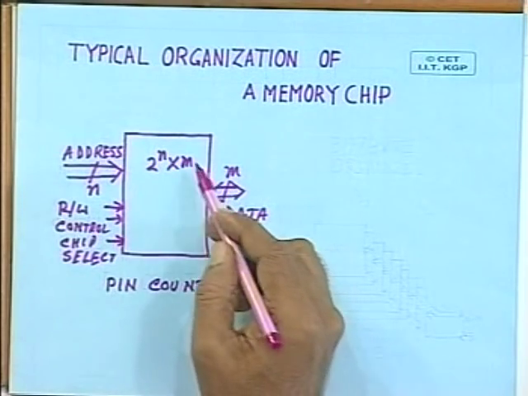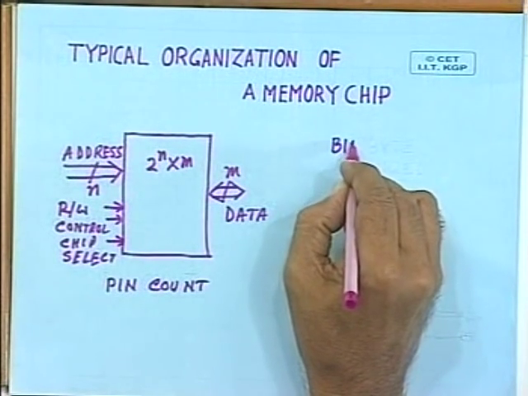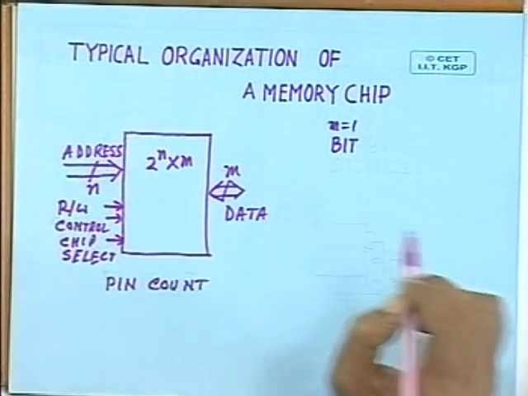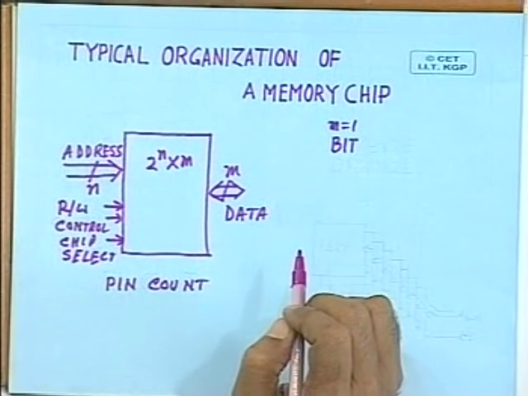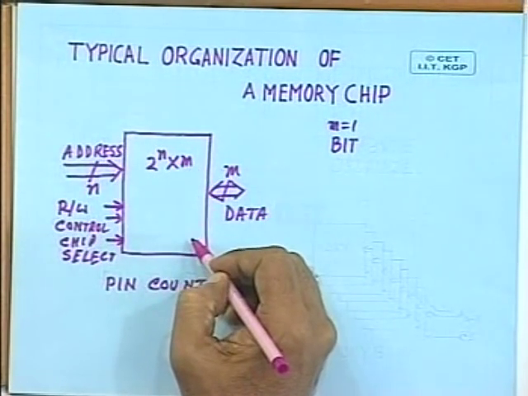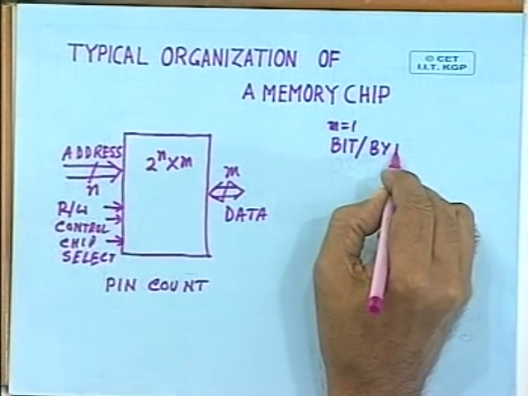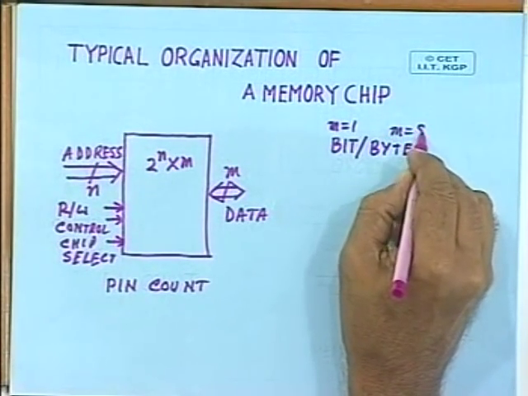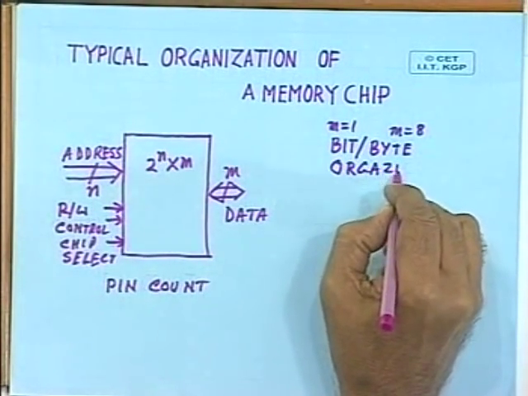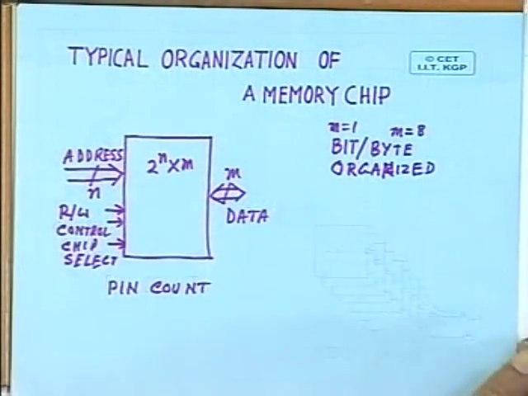So with the objective of reducing the number of pins, sometimes the chips are organized in terms of bits, where M is equal to 1. That means you have only one line for data input and output. On the other hand, whenever you want to make the chip byte organized, that means you want to access one byte at a time, then we call it byte organized, where M is equal to 8. So chips are available in bit organized form as well as byte organized form, in both forms.